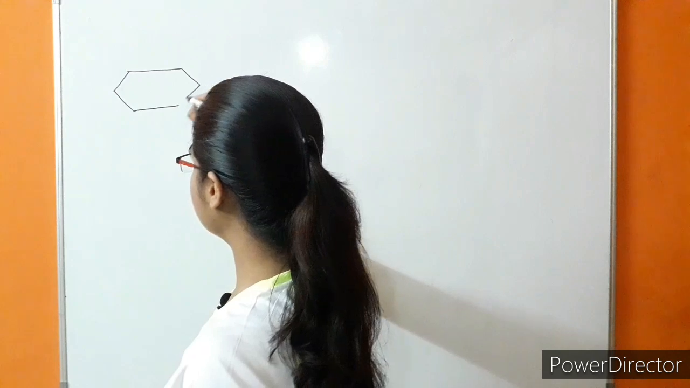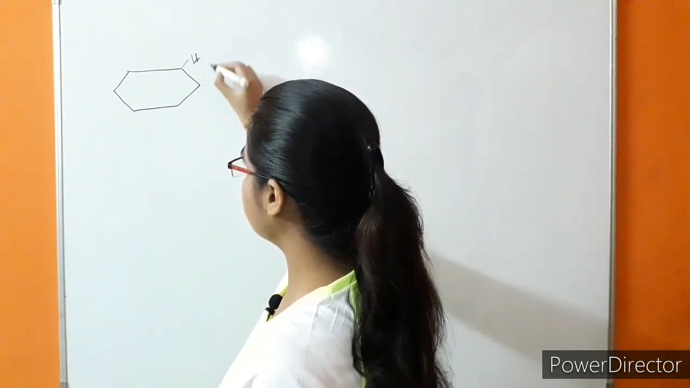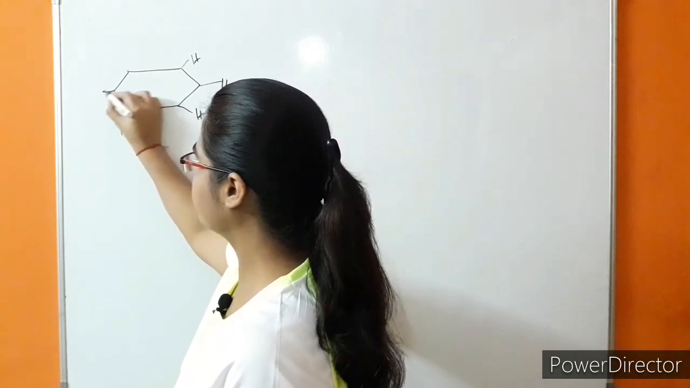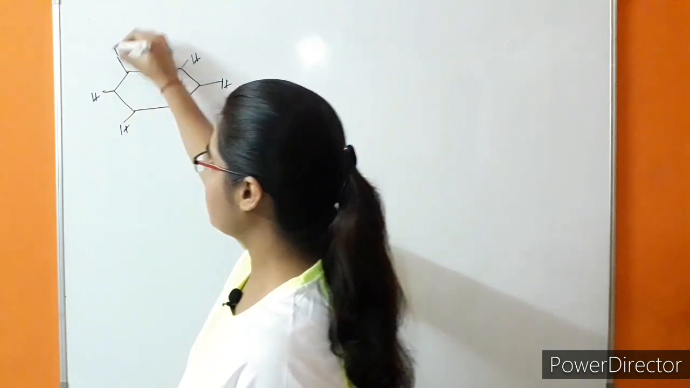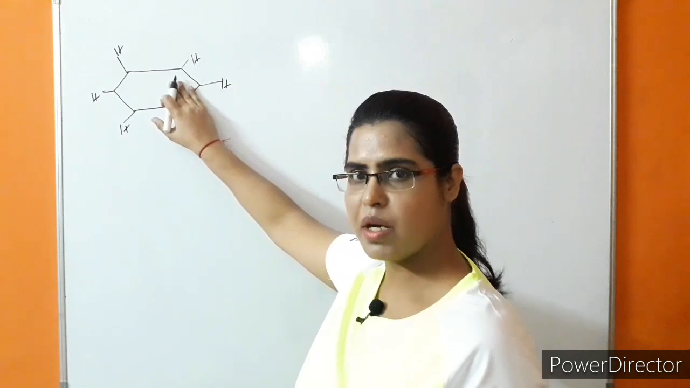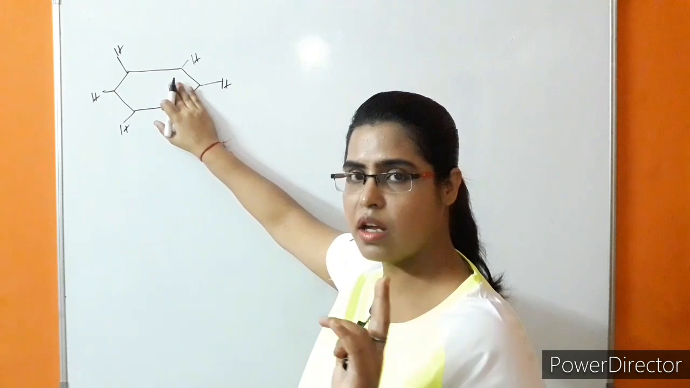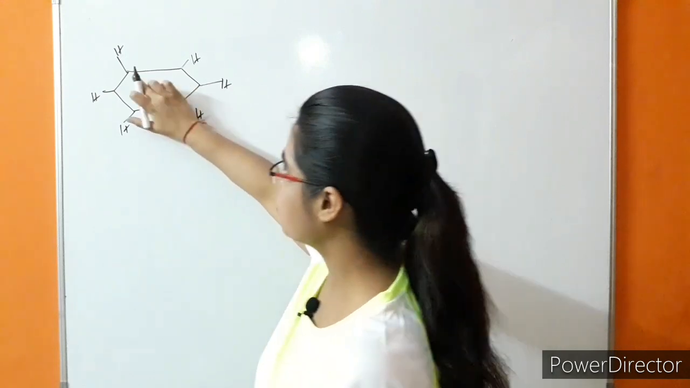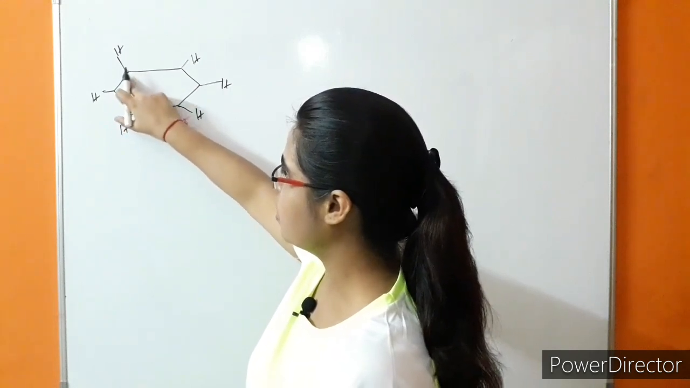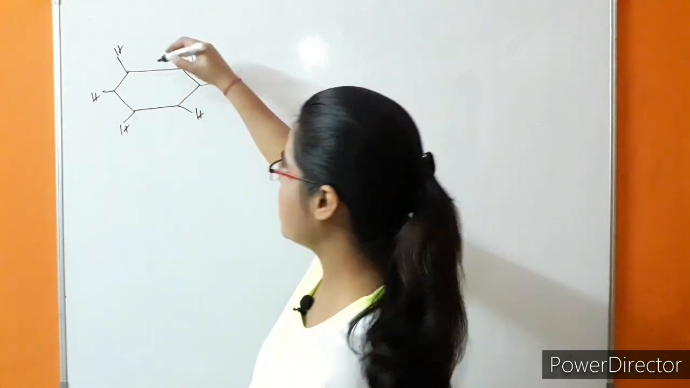If we represent the benzene ring with the help of bond lines, what is happening? Every carbon present in the benzene ring is bonded to 1 hydrogen. So what is happening in this case? We know that each and every carbon shows sp2 hybridization. It means there are 3 sigma bonds formed by each and every carbon. So if we represent, this carbon is forming 3 sigma bonds, one with this carbon, one with this carbon, and one with hydrogen.